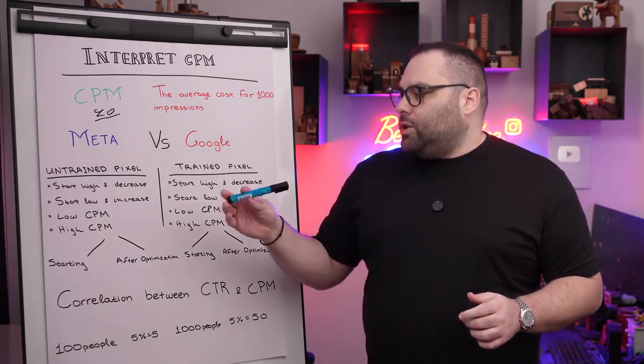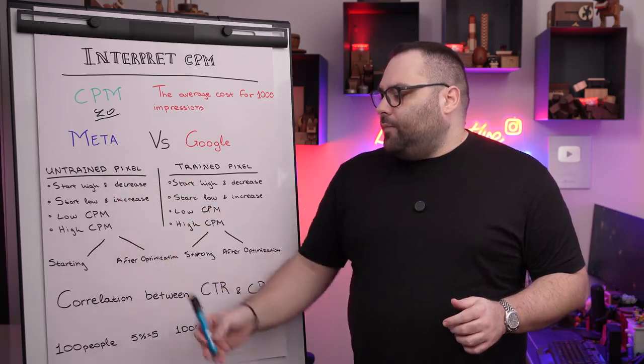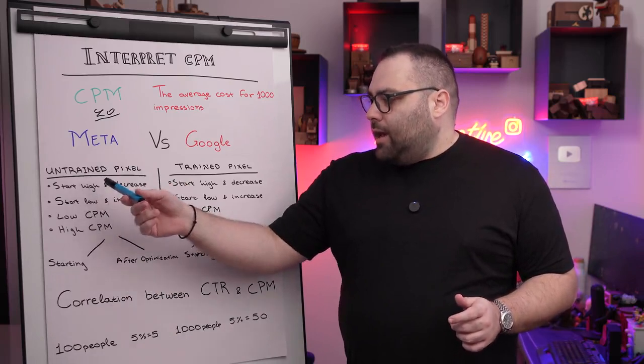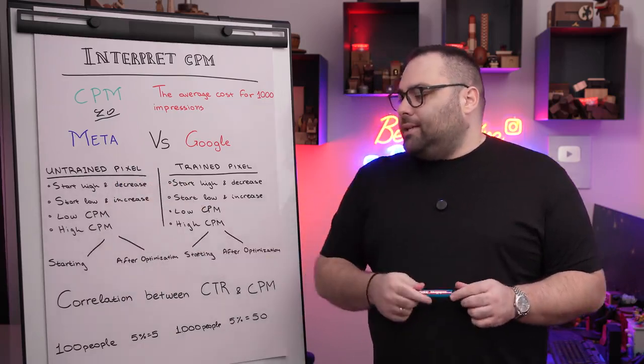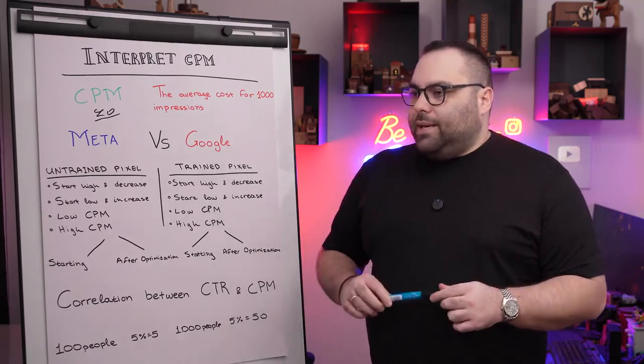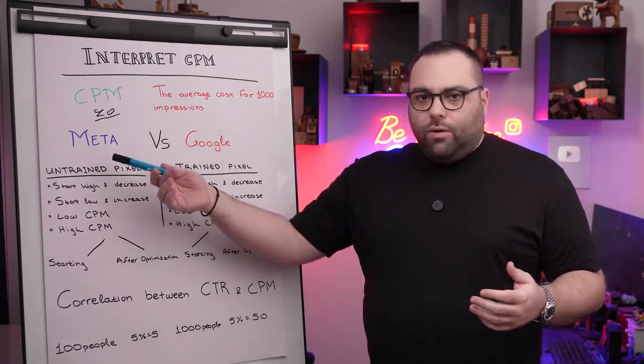First of all, we're going to start with when we have an untrained pixel and we're at the start of the campaign, and we start with high CPM, and we see that the CPM is actually decreasing. What does this mean? We need to understand that if we see high CPM initially, that means that our pixel is untrained. We already know that, okay?